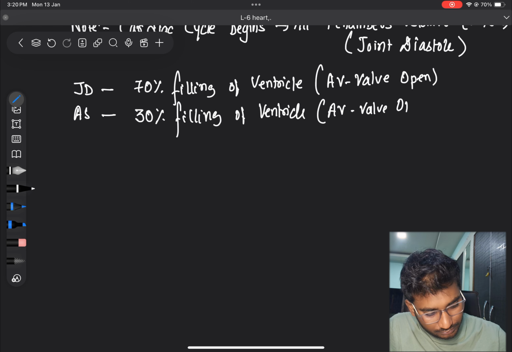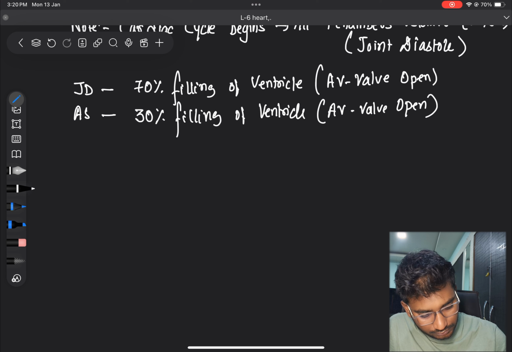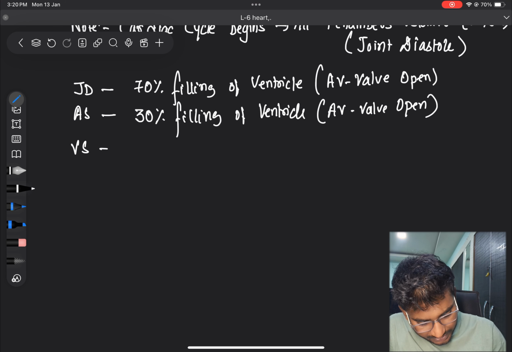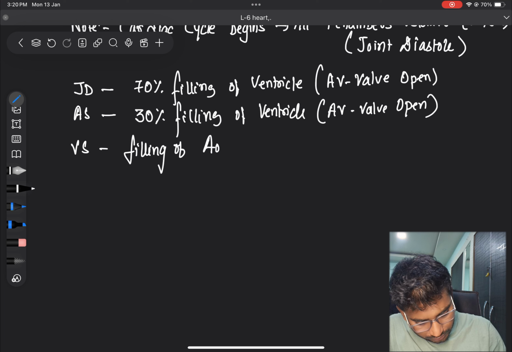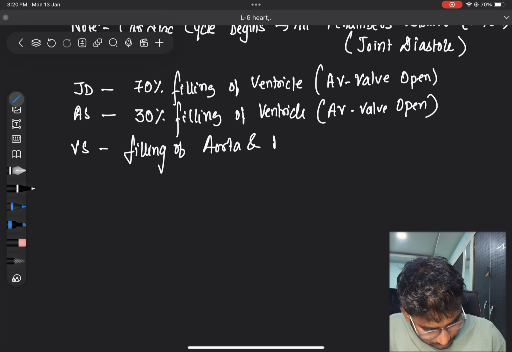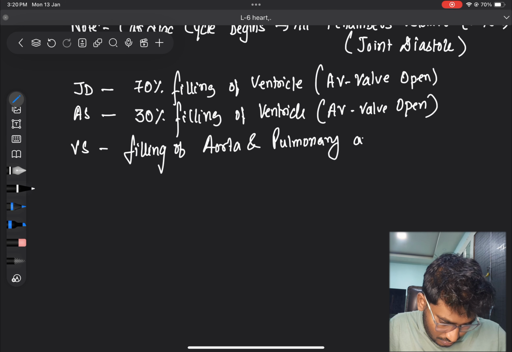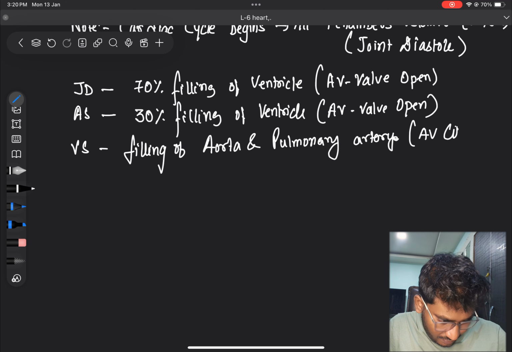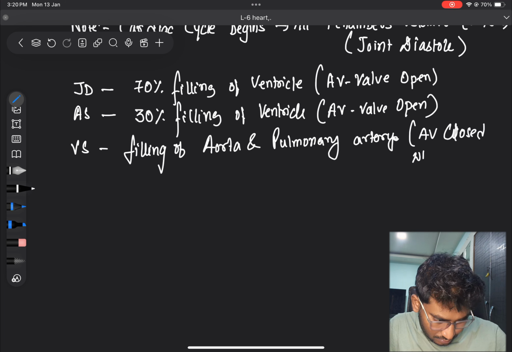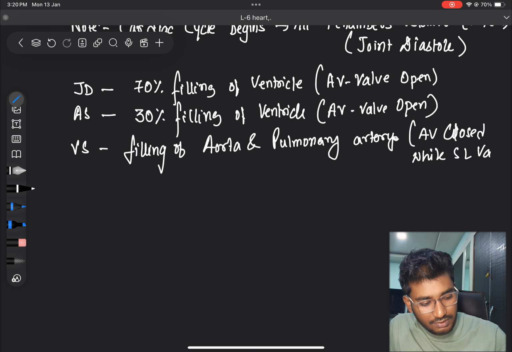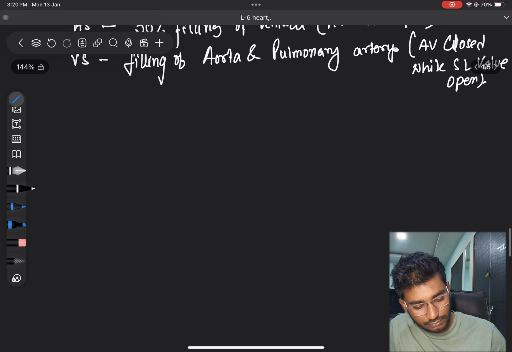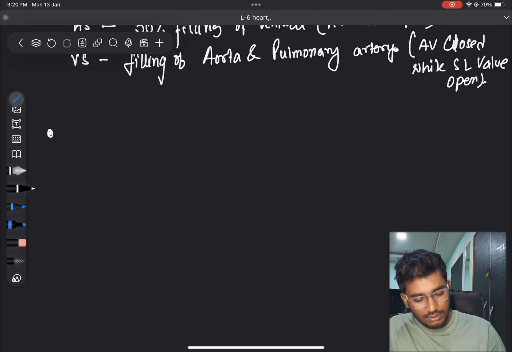AV valve open. Now from the ventricular systole, it is filling of the aorta and pulmonary artery. AV valve closed while semilunar valve open.